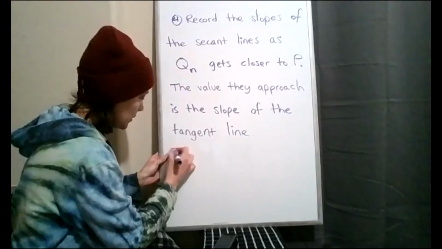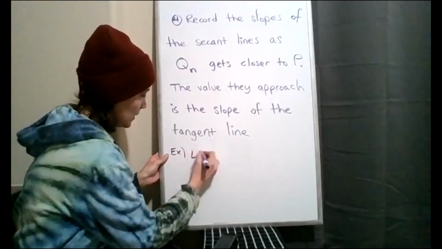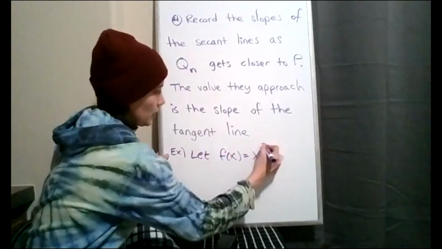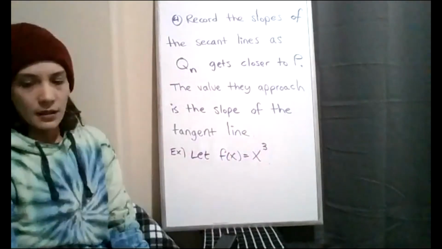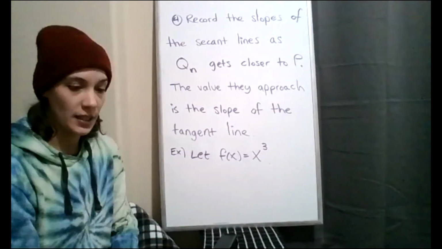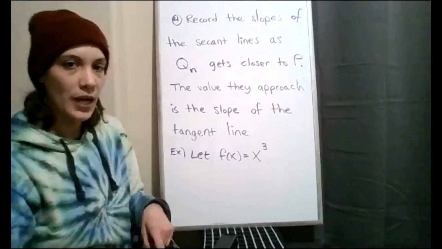So, example. f of x equals x cubed. Compute the slope of the tangent line at the point (2, 8).